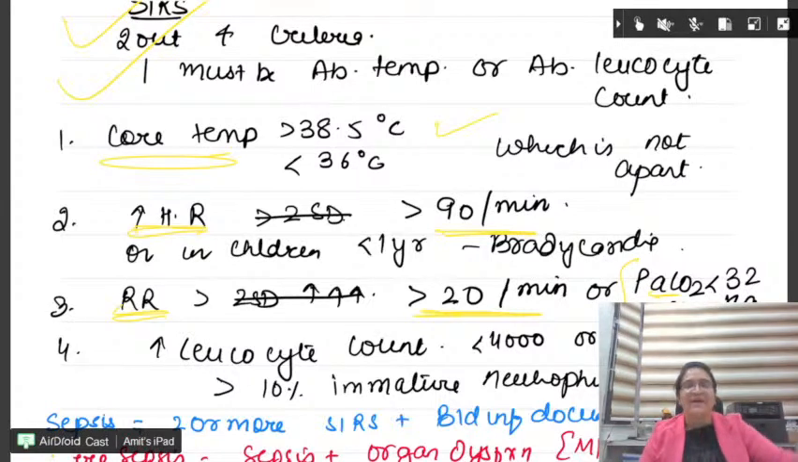Why? Because please remember everyone, you don't have to learn this, you have to understand it. If the respiratory rate increases, that is hyperventilation, we are throwing CO2 out. CO2 goes out, so PaCO2 is less. This is an understandable thing. Next, the fourth point is increased or decreased leukocyte count: less than 4,000 or more than 12,000. That is important; it can be either way. So obviously BP is not a factor.